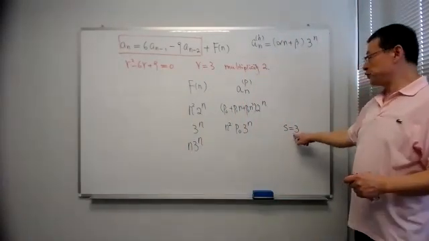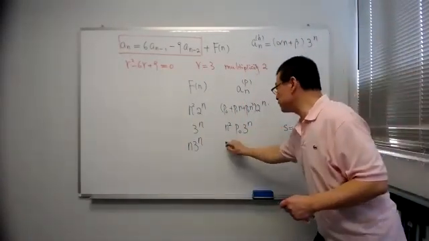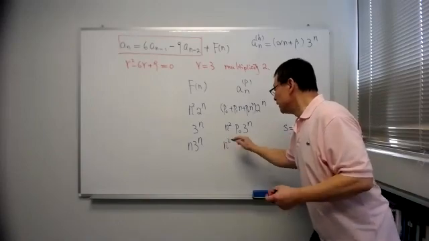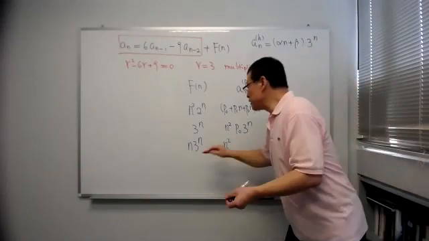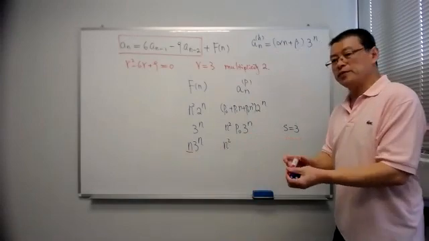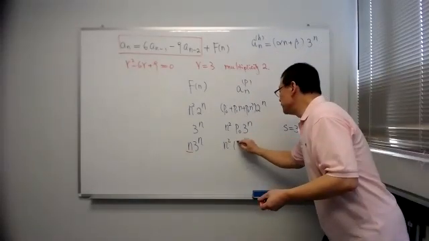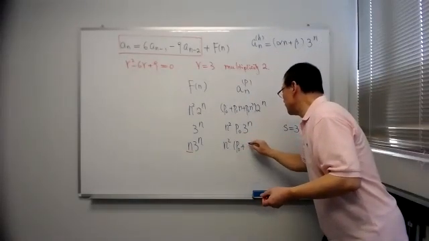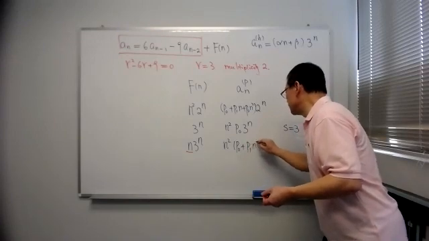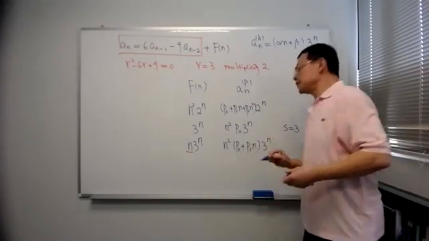Okay, for one more example, n 3 to power n. So again, s equals 3. So again, we'll have this one, n squared over here. Now here the polynomial is degree 1. So here we have a polynomial of degree 1: P0 plus P1n. That's how it looks like.